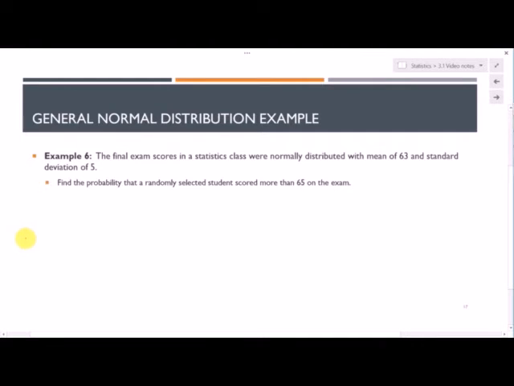So the first thing we're going to do is draw the picture of what we've been told. Here we know it's normally distributed, so we have a bell-shaped curve that's centered at the mean of 63 and has a standard deviation of 5. We want to find the probability that a randomly selected student scored more than 65 on this exam, so we'll put 65 right here, and more than would be to the right, so we're going to shade that in.